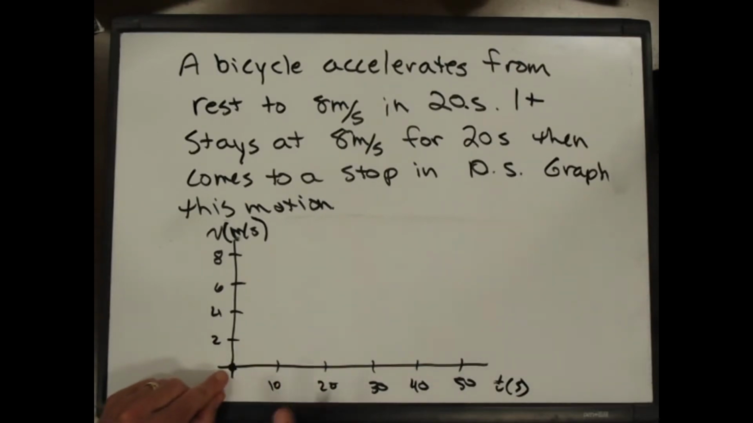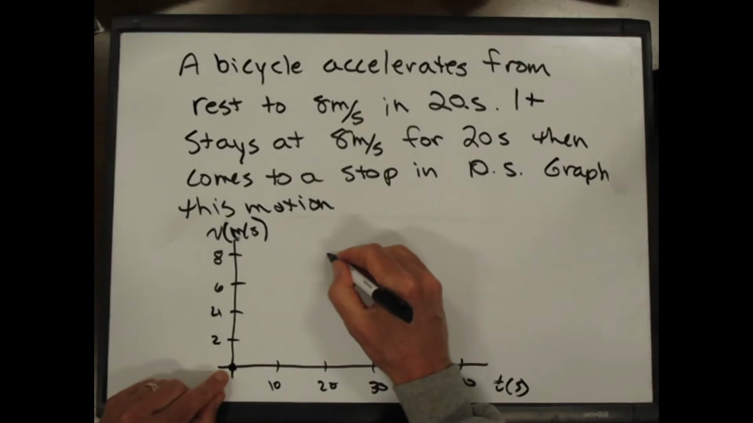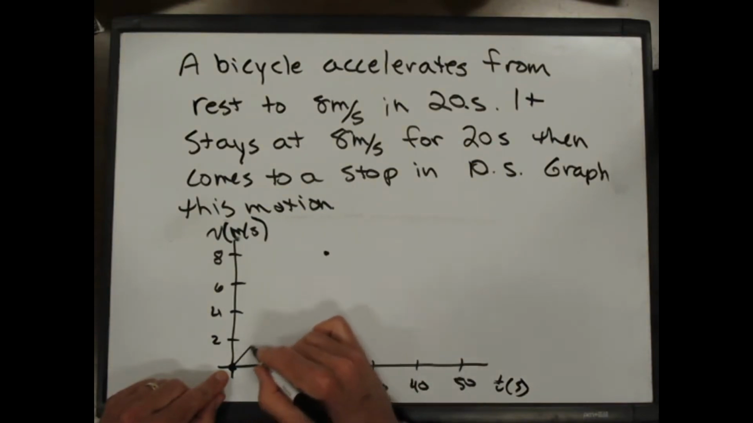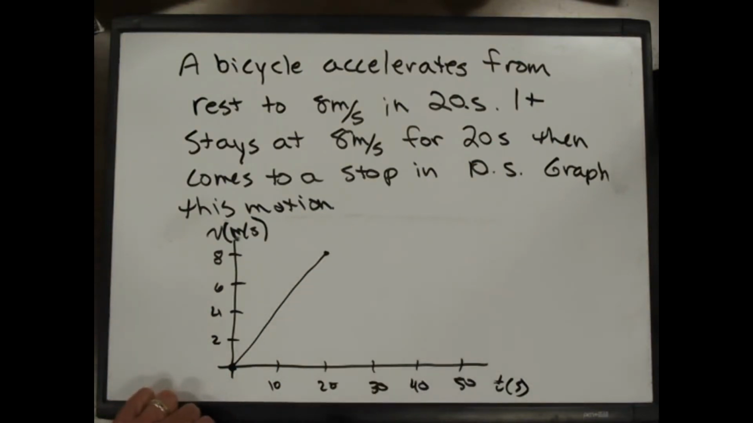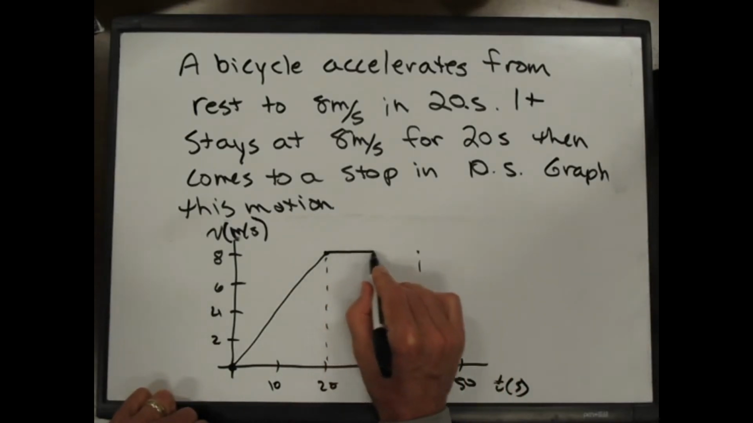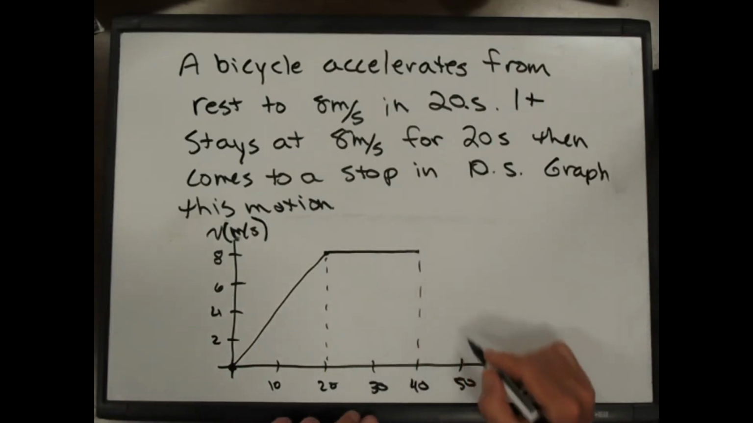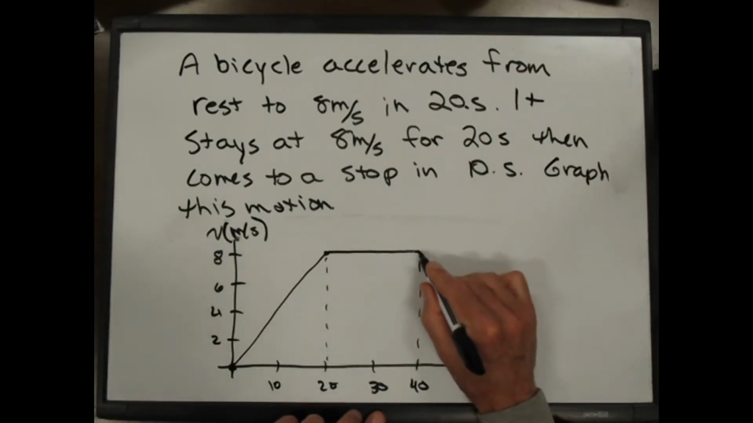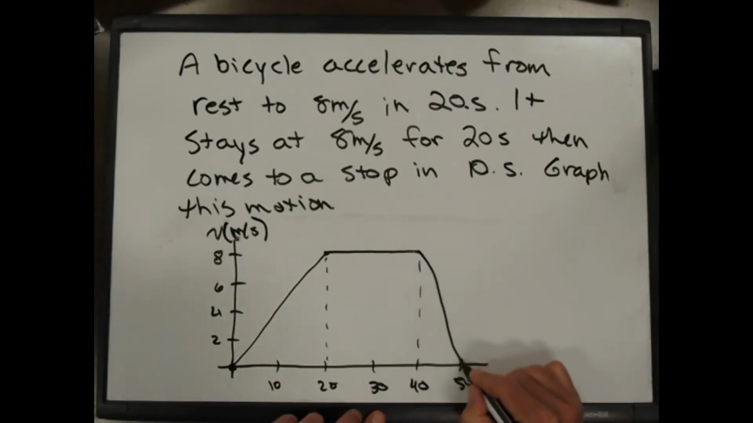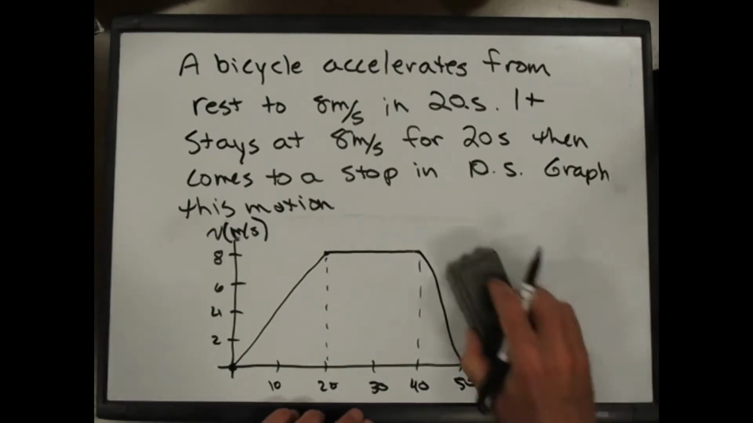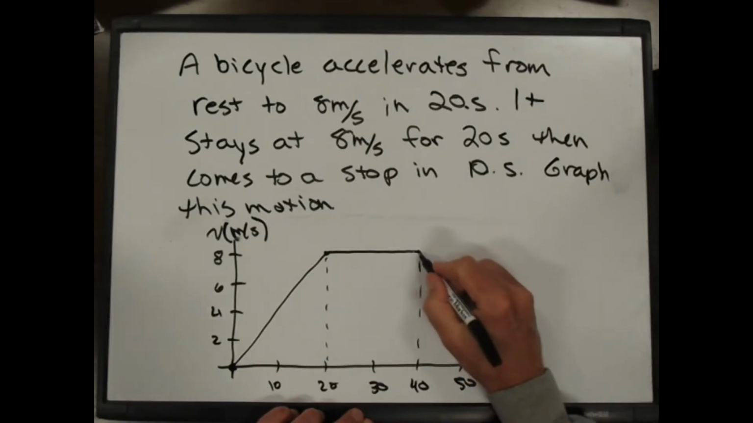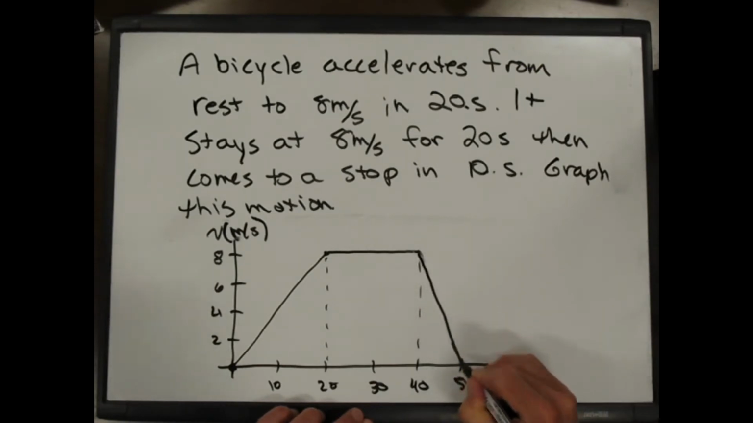It starts at rest at the initial time. 20 seconds later, it's going at 8 meters per second. So I would do that. Right? And now I want to say it stays at 8 meters per second for 20 seconds. So this goes up to there, and so it does this. Right? And then it comes to a stop here in 10 seconds. Something like that. I could probably do that line just a little better. Like that. That's its motion.